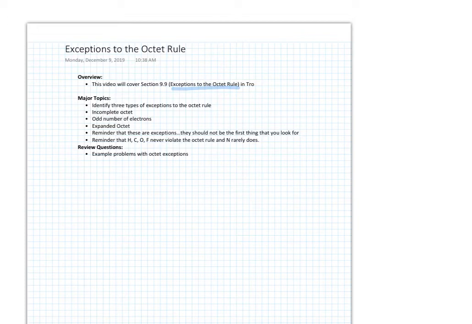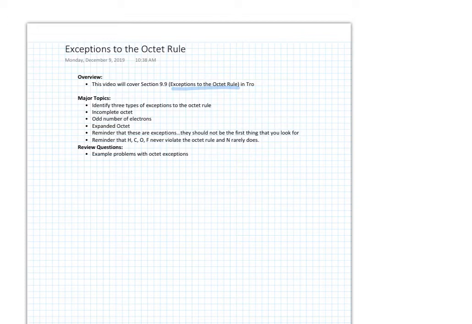But here's the first thing I want you to remember. These exceptions are relatively rare, and you should not be looking for exceptions no matter where you go. The reason I call this a pet peeve is there are some faculty who seem to believe that putting exceptions to the octet rule on an exam is fun. If I write an exam, I'll usually have 7 or 8 Lewis structure type things and maybe one exception, maybe 2 exceptions to the octet rule.